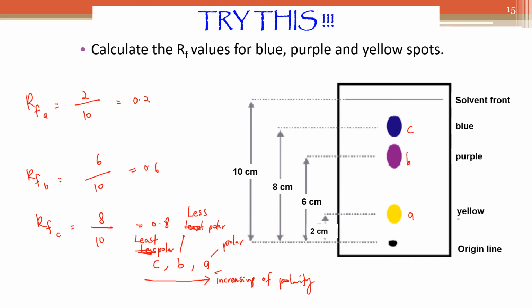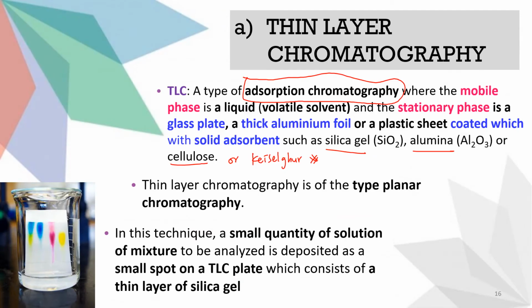Sebab dia mempunyai karakteristik of mobile phase. Okay, for thin layer chromatography, a type of absorption chromatography where the mobile phase is liquid and the stationary phase is a glass plate, a thick aluminum foil or plastic sheet coated with a solid absorbent such as silica gel, alumina or cellulose or kieselguhr.